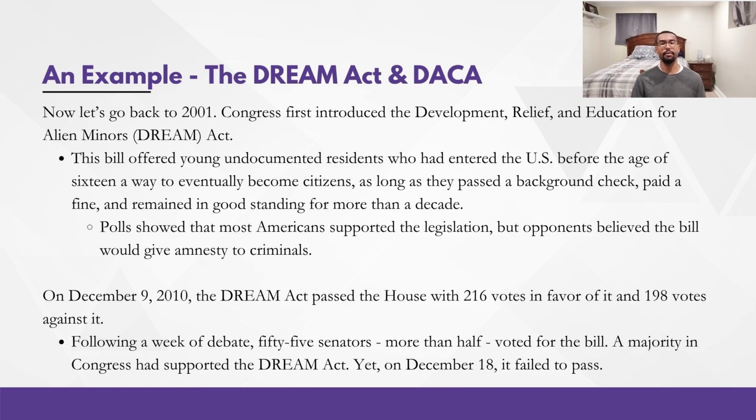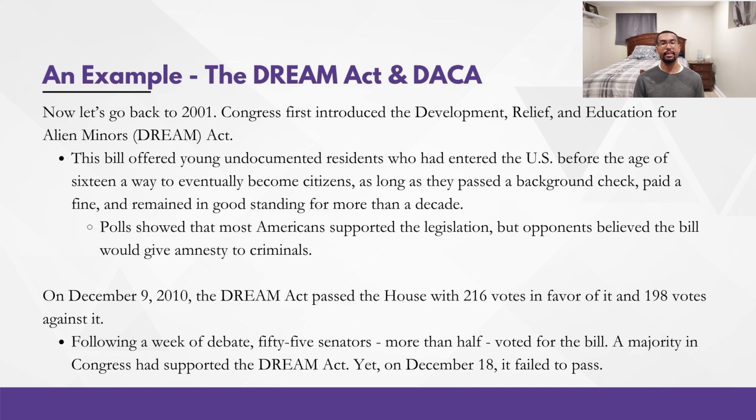Congress first introduced the Development, Relief, and Education for Alien Minors DREAM Act. This bill offered young undocumented residents who had entered the U.S. before the age of 16 a way to eventually become citizens, as long as they passed a background check, paid a fine, and remained in good standing for more than a decade. Polls show that most Americans supported the legislation, but opponents believe the bill would give amnesty to criminals.